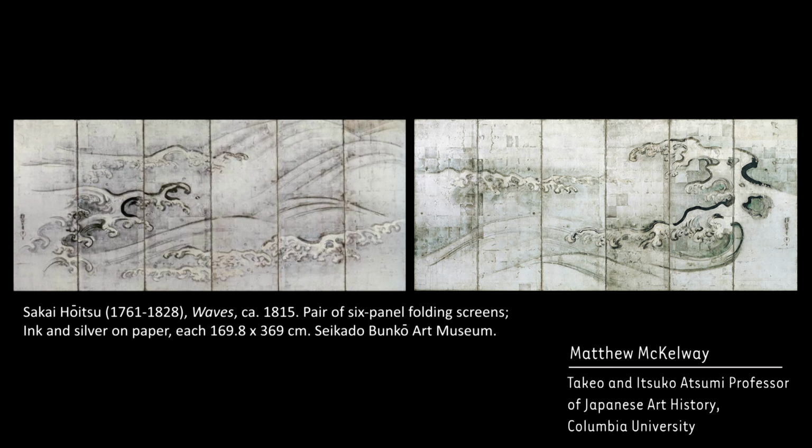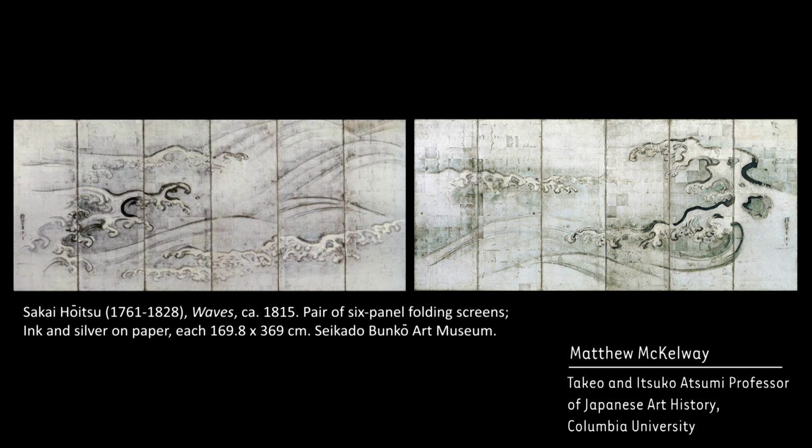This work by Hoitsu was created in reaction to the single two-panel screen by Korin that we just looked at. We know from a letter by Hoitsu that he saw the painting now in the Metropolitan Museum, the two-panel gold screen of waves, and he changed the circumstances of one of his commissions. He was actually commissioned to paint a pair of screens for a client on the subject of birds and flowers, a rather commonplace East Asian picture subject.